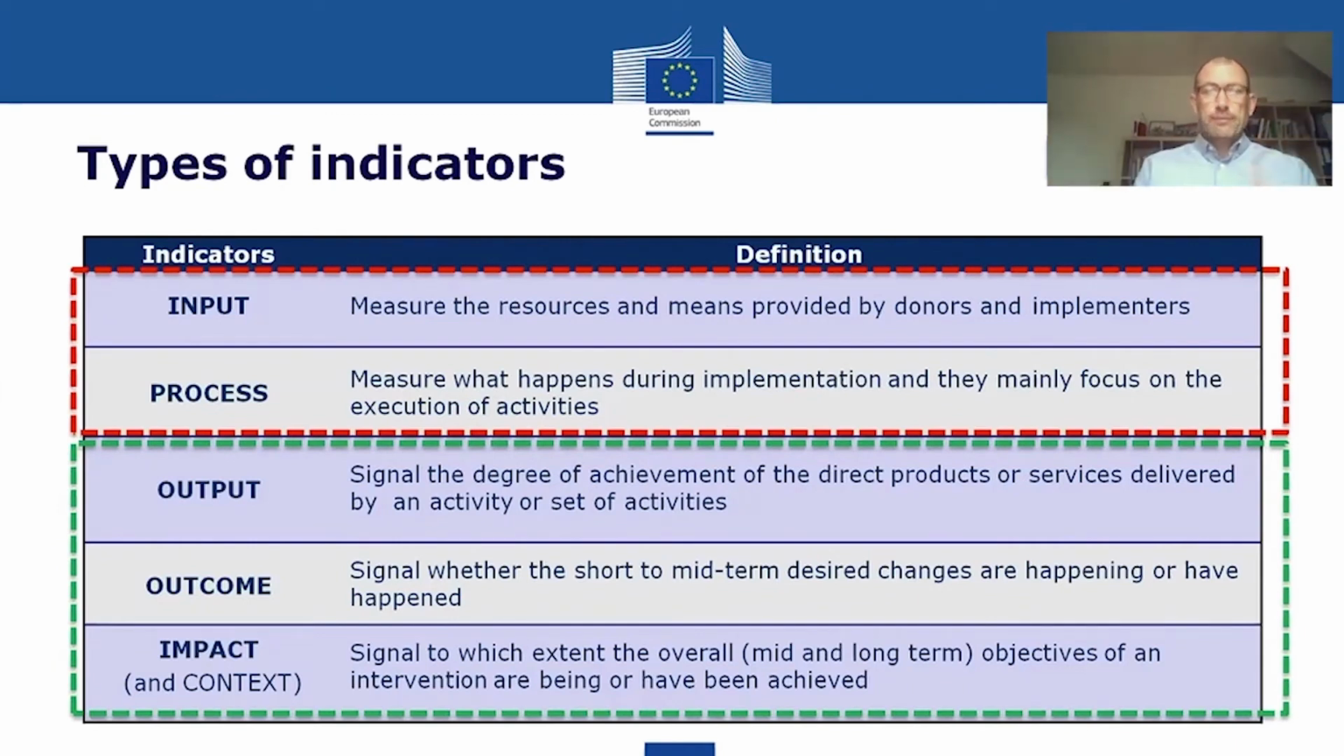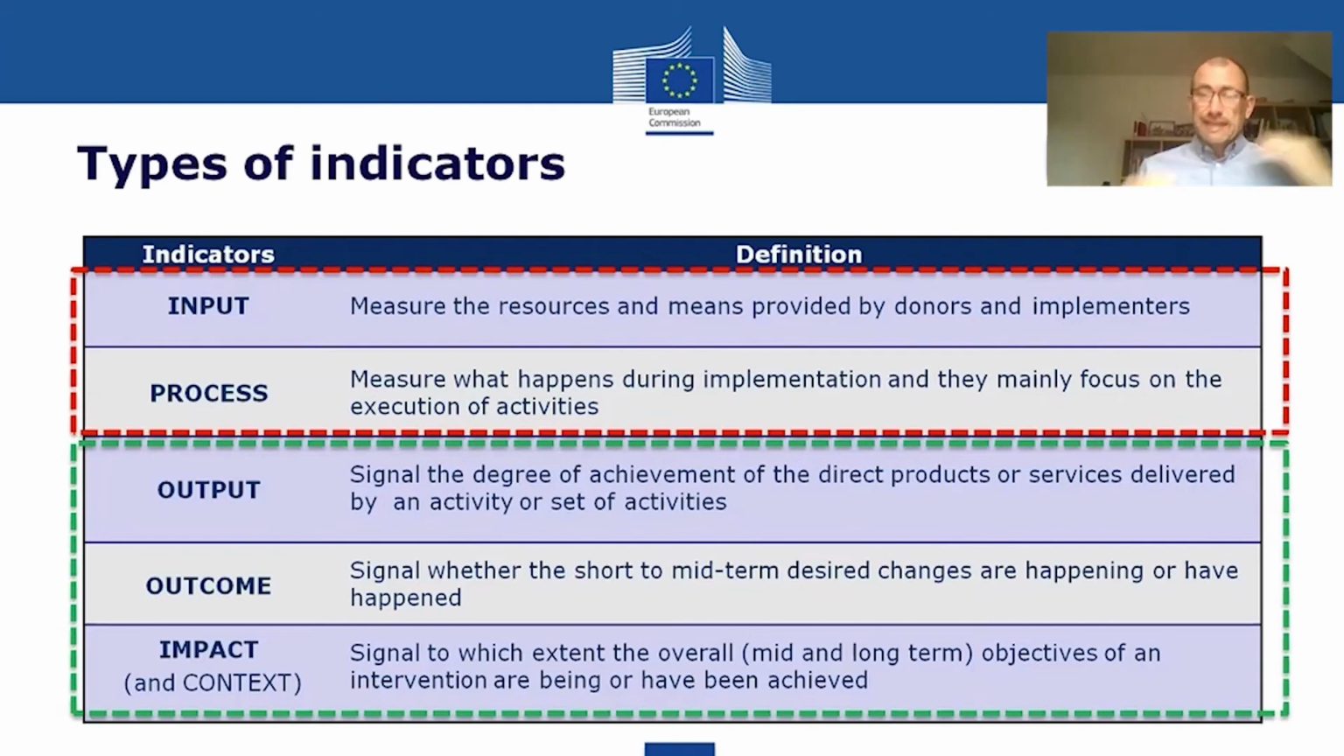Okay, so the output indicators basically signal the degree of achievement of the direct products or services by an activity or set of activities. That means it tells us whether the things that the project said it was going to put in place have been put in place or not, or how close we are to doing that. I mean, they tend to be quite binary. You know, they are there. The hospital has been built. The capacity has been increased by, I don't know, 250 people have been trained. The IT system has been installed and is now working. This kind of thing. So that's an output indicator.